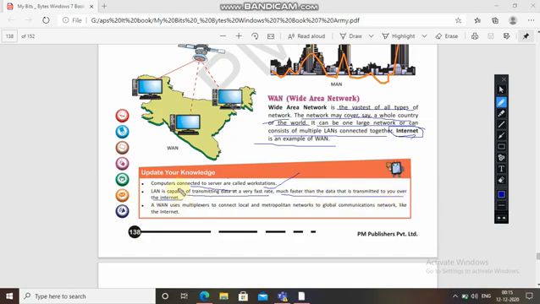The speed of light is very fast. So signals transfer through wires at the speed of light, so it is fast. A WAN uses multiplexers to connect local and metropolitan networks to a global communication network like the internet. So this is for your knowledge.